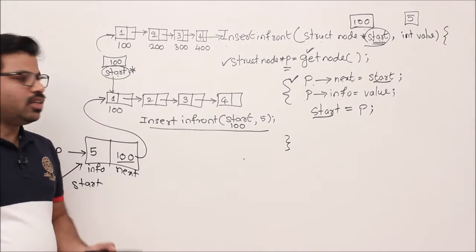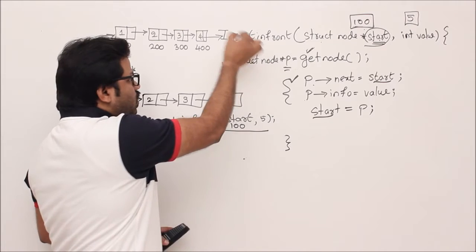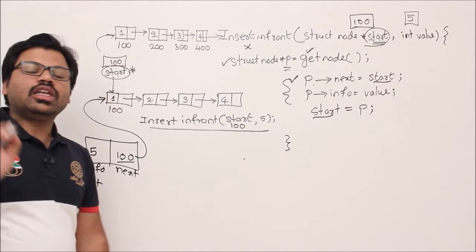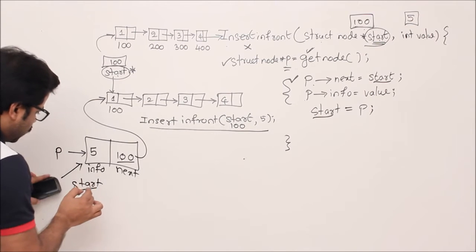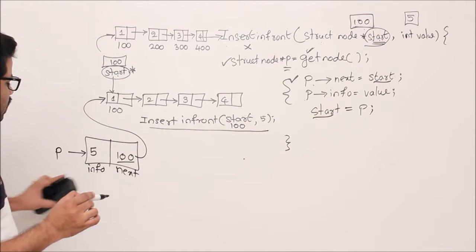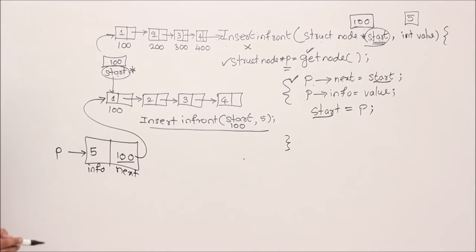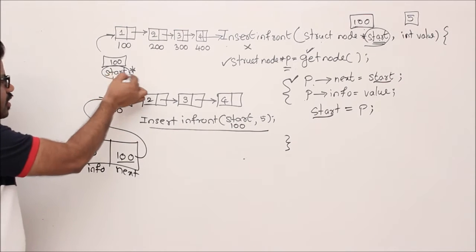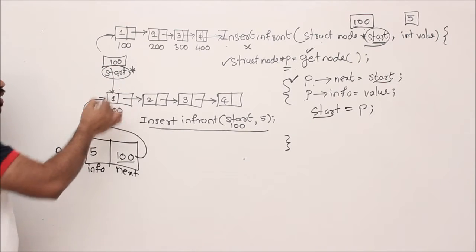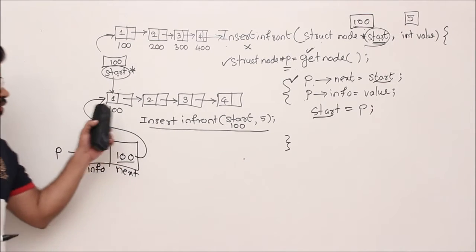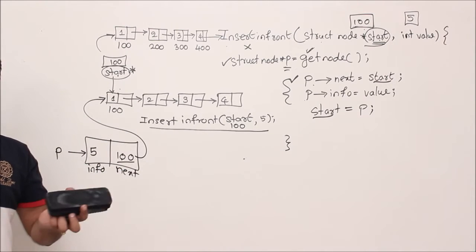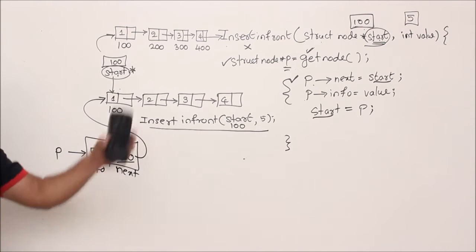Then what's the problem, sir? Once this method is closed, all the local variables will disappear. What is a local variable? This start is actually a local variable. When this start disappears, your old start, which is the actual start, is still pointing to the second node, otherwise the old first node, correct? Then is it the proper way of inserting in front?